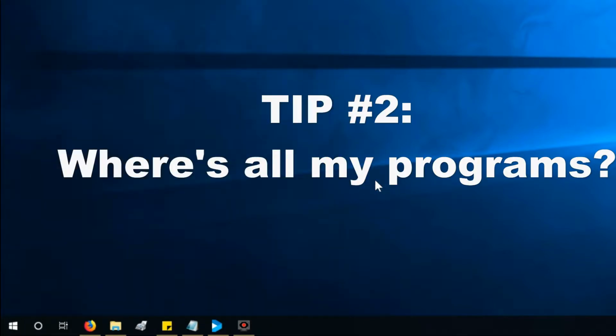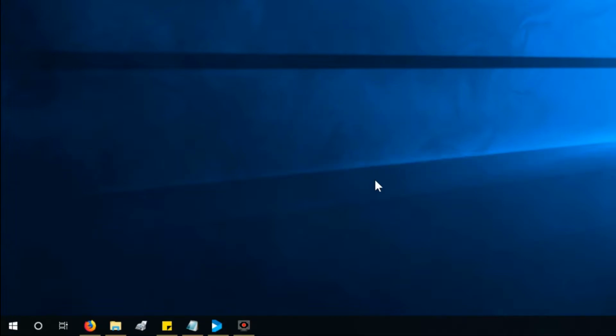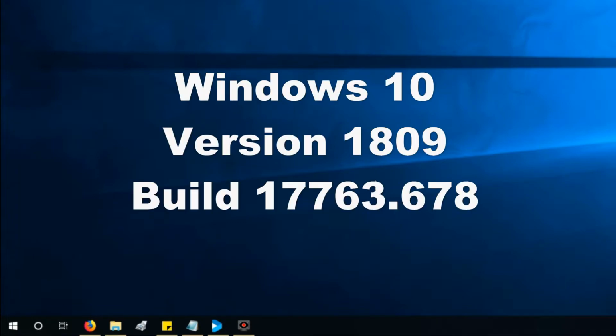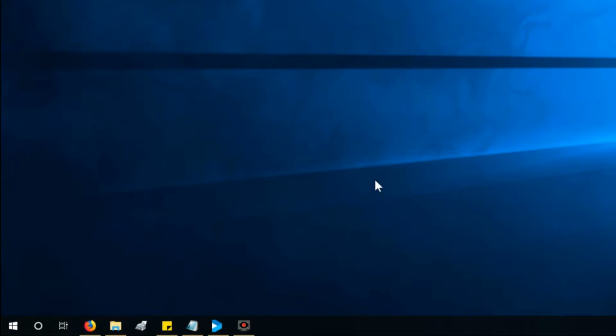Tip number 2, where are all my programs? Now, Microsoft changed the design a little bit a few times since Windows 10 first came out. So during the recording of this video, the latest version of Windows 10, which I'm using here, is version 1809, build 17763.678, which is good to know for all those how-to videos of Windows 10, as they can change any time.